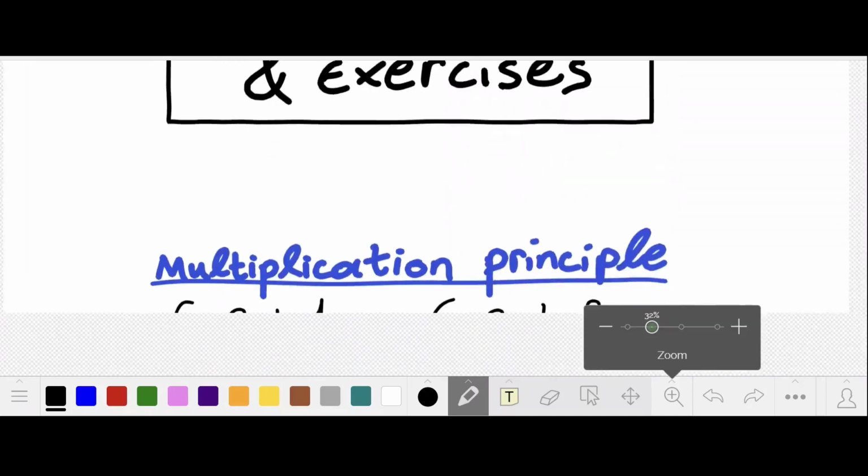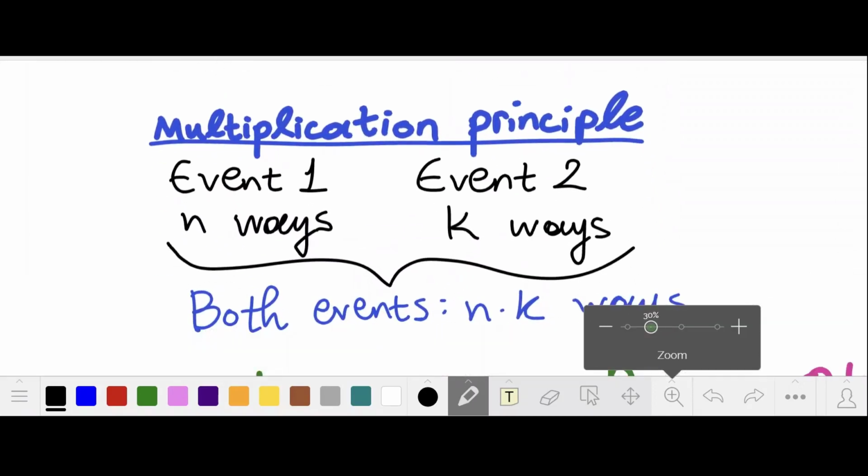So in summary, we have talked about the multiplication principle, which states that if an event can occur in n ways and a second event can occur in k ways independently of the first, then both events can occur in n multiplied by k ways.